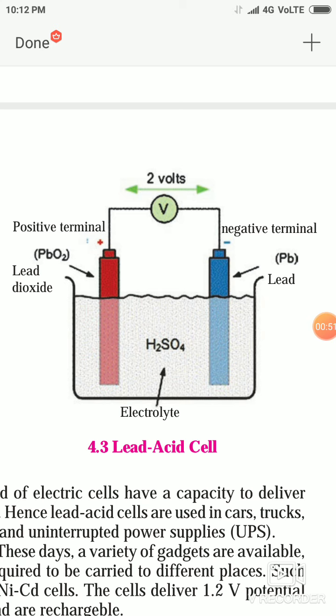Lead means Pb, lead is used. So lead electrode is used and lead oxide electrode is used. Two types of electrodes are used here. Lead electrode is the negatively charged terminal and lead oxide or lead dioxide is the positively charged terminal. Both these negatively charged and positively charged electrodes are dipped in the electrolytic solution of sulfuric acid, H2SO4.